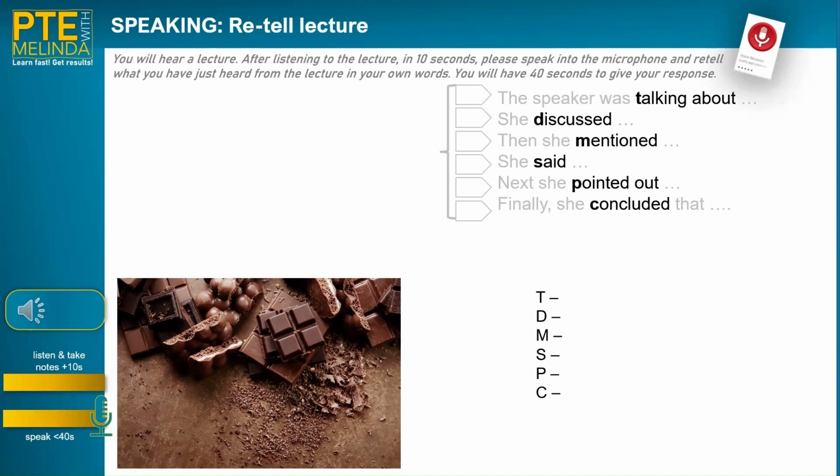In that case, don't give up. Just write down some words that you heard that you thought were important. For example, the word chocolate, maybe a year or a location, just a few pieces of information, a few words that you heard, even if you didn't really understand the context. Then when it comes to the speaking, you're just going to make sentences using those words. So the speaker was talking about chocolate. She discussed 1845. So just use those words and add a little bit extra, pad out a few sentences.